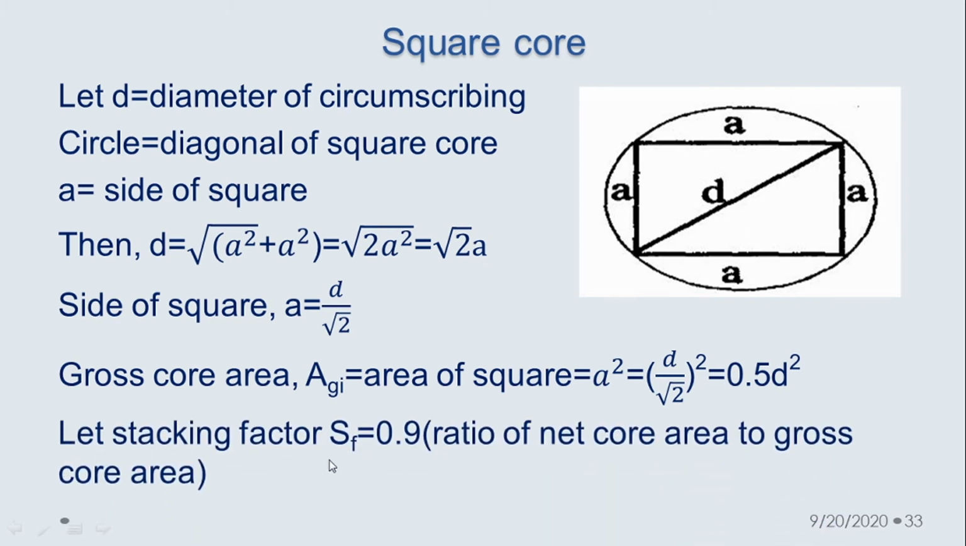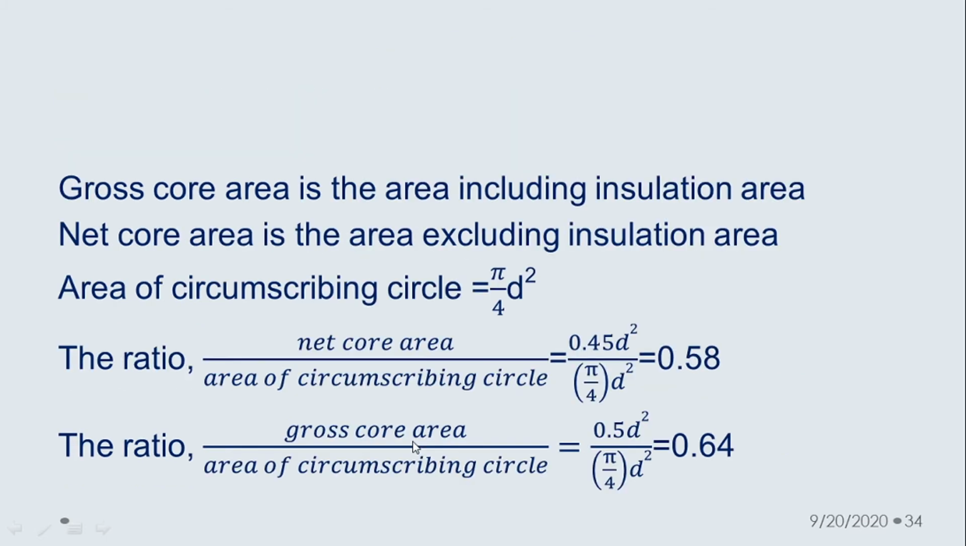Let the stacking factor be denoted as SF. Stacking factor is nothing but the ratio of net core area to gross core area. Net core area means excluding the insulation part or other parts which support the core, correct? So the ratio of net core area to gross core area is called the stacking factor. It is equal to 0.9. That means 90% of the gross area will be considered as the net core area, which is the actual core area. So we are considering a stacking factor equal to 0.9.